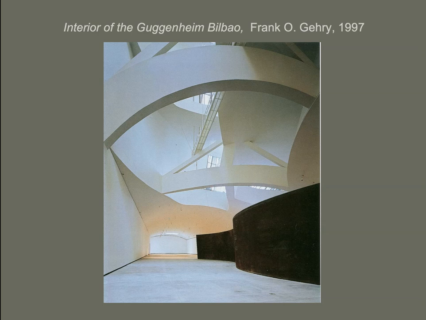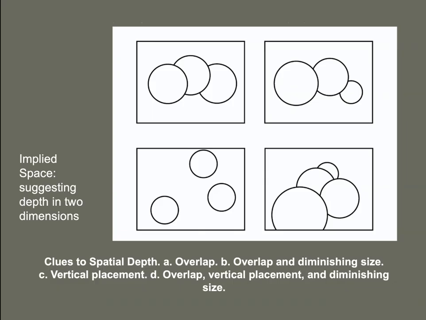Now replace the walls with glass. So changing the character of space can change your experience of it and change the way you feel in that space. Okay, and then we have implied space.